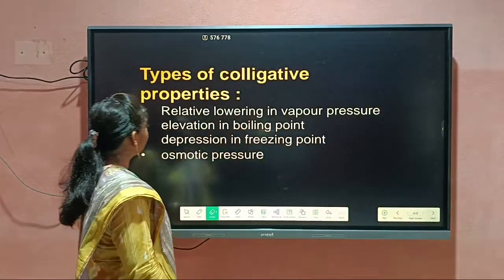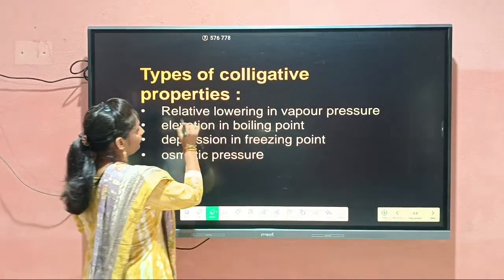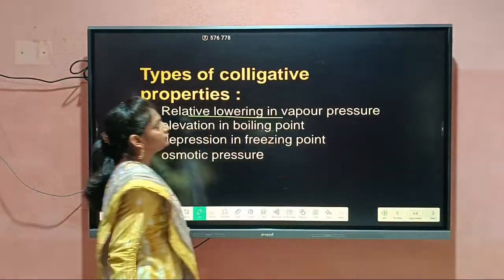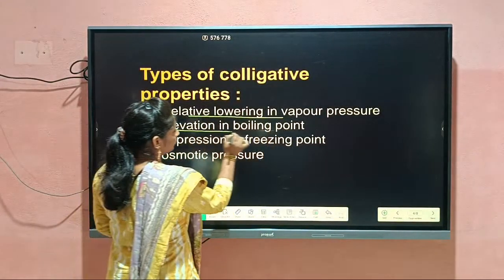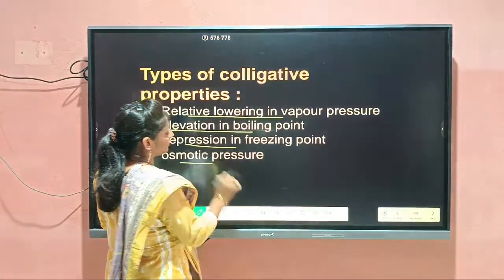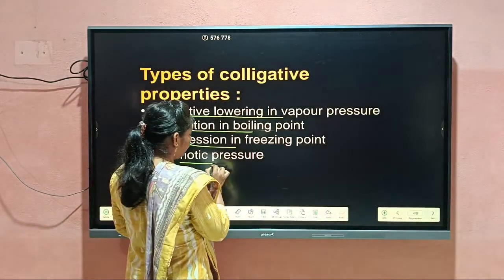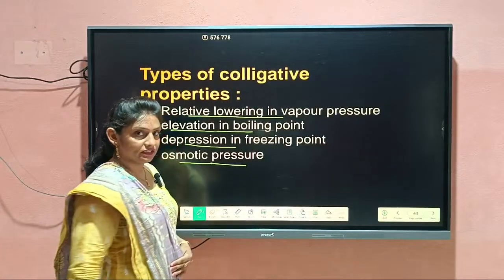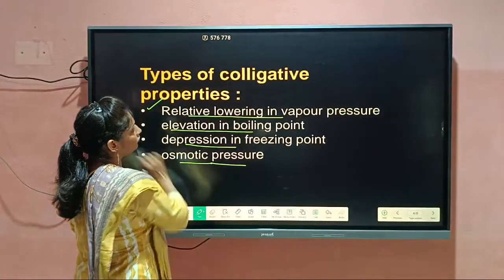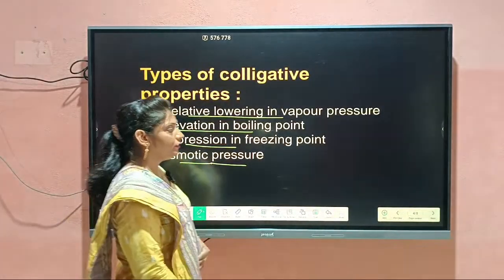There are mainly four types of colligative properties: relative lowering in vapor pressure, elevation in boiling point, depression in freezing point, and osmotic pressure. These are the four colligative properties we will discuss. But today I will discuss only these two: relative lowering in vapor pressure and elevation in boiling point.